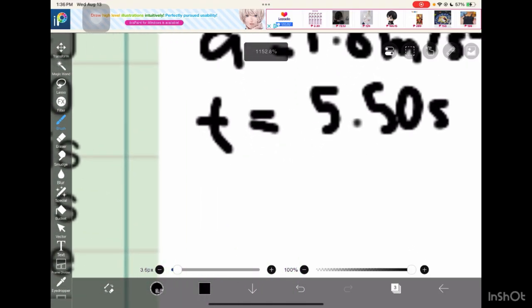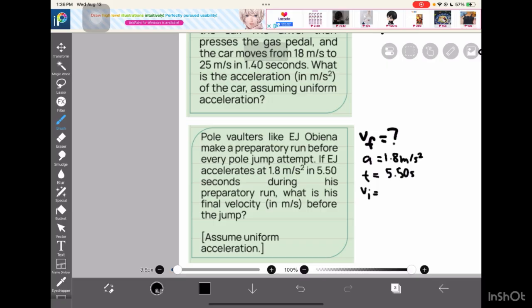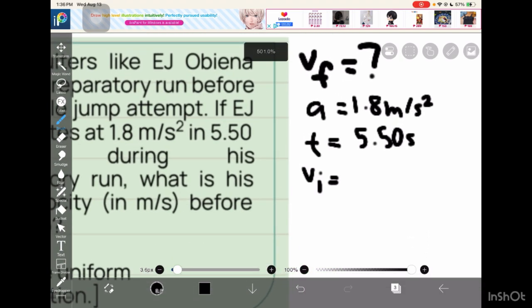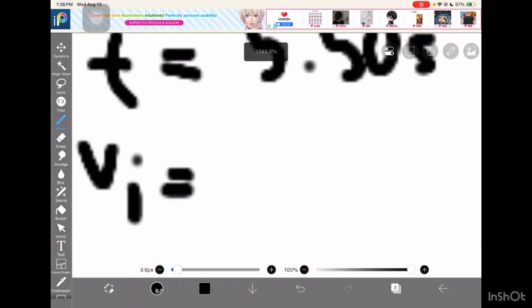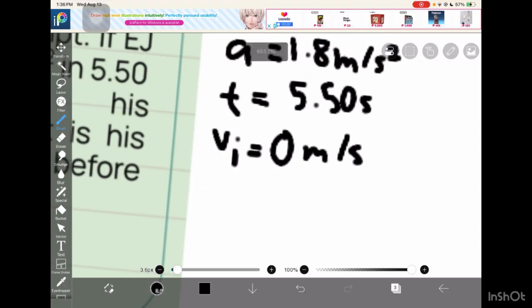But wait, we weren't given the v sub i. Let's read again. Pole vaulters make a preparatory run. Now, when you're running, think about it. Are you already at speed? Are you already moving? No. Since you're not moving, our v sub i is actually 0 meters per second. So in some cases, you do need to use a bit of critical thinking.